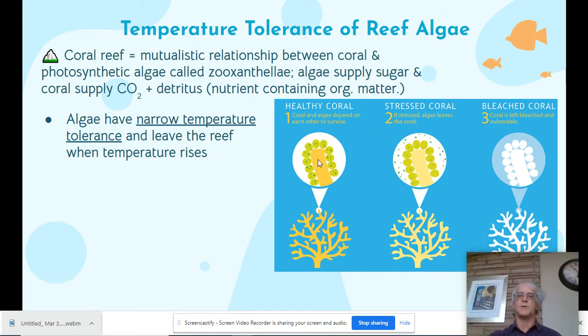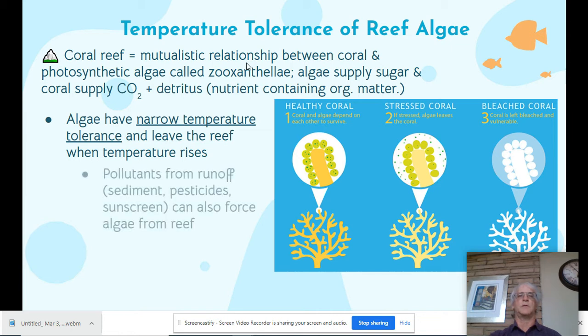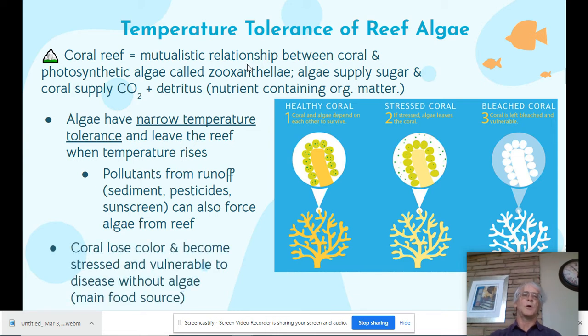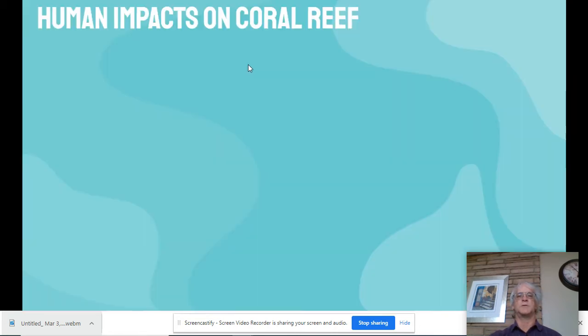So the algae are fairly concentrated here, but when it becomes warmer and warmer, the algae die and leave. Pollutants from runoff, such as sediment, pesticides, and sunscreen, so don't wear too much sunscreen or wear the correct ones, can also force the algae to leave. Coral lose their color and become stressed, vulnerable to disease without the algae, which is their main food source. That's why when the algae leave, it turns white, and that's why it's called bleaching.